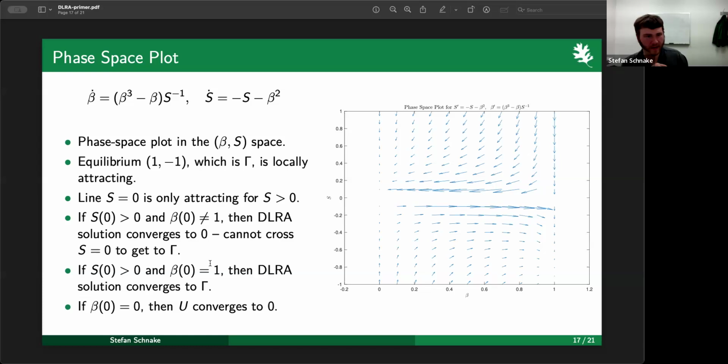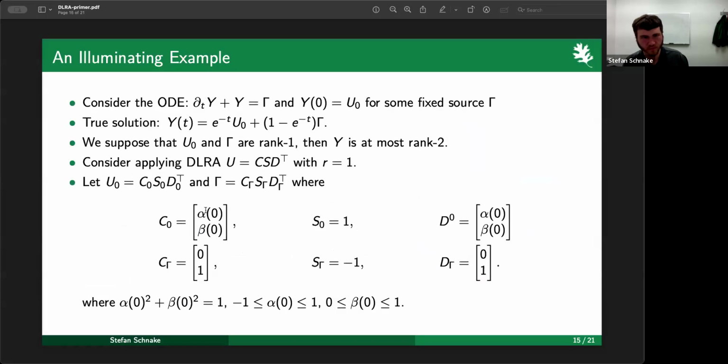Lastly, if your beta is 0 right here, then you have no hope of ever coming off of this manifold over here. You will converge to 0. And that's because, again, if beta is 0, then your initial basis is completely orthogonal to the equilibrium basis, and you will never actually see this gamma when you hit with C and D. They'll just disappear. So you're going to essentially act like gamma's removed. You're going to act like you're evaluating this ODE, which is going to take you straight to 0.